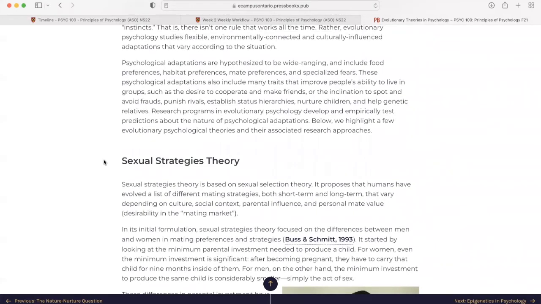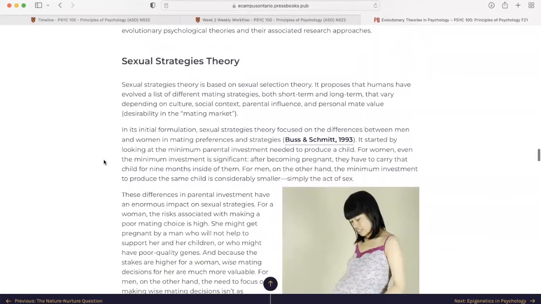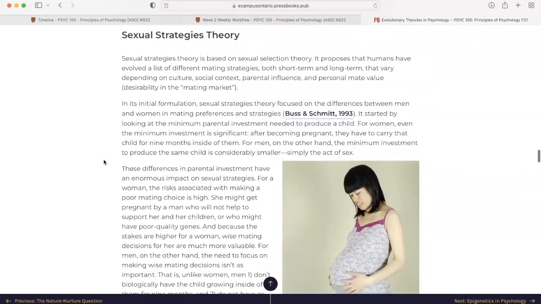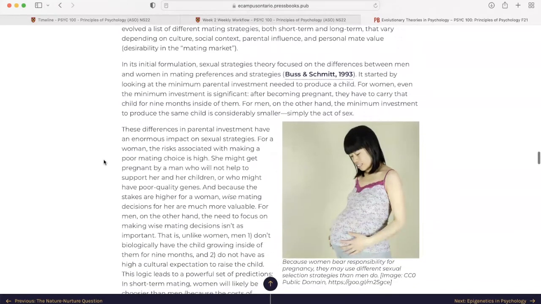Sexual strategies theory. Sexual strategies theory is based on sexual selection theory. It proposes that humans have evolved a list of different mating strategies, both short-term and long-term, that vary depending on culture, social context, parental influence, and personal mate value, desirability in the mating market. In its initial formulation, sexual strategies theory focused on the difference between men and women in mating preferences and strategies. It started by looking at the minimum parental investment needed to produce a child.